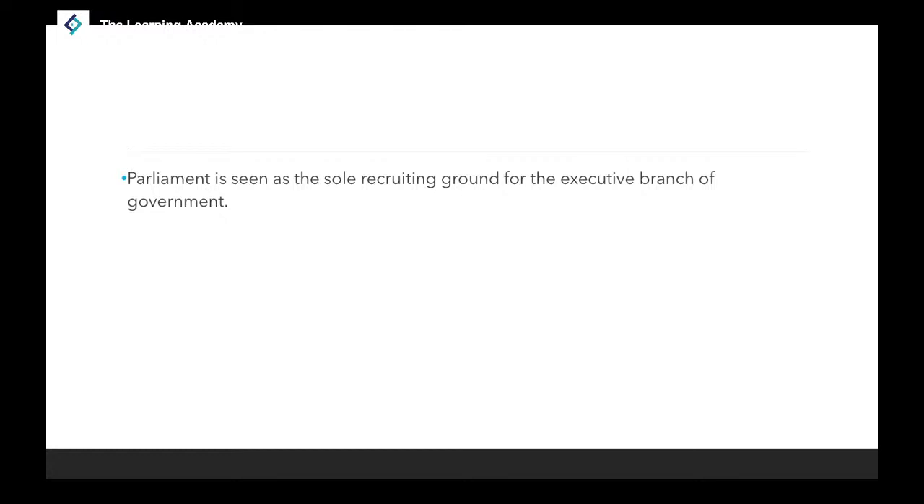We're just recapping this first question before we look at probably one of my favourite questions that I've done so far, of the 10 or 11 questions that we've looked at. So Parliament can be seen as a sole recruiting ground for the executive branch, but then you could go into a discussion about, is this really a benefit to Parliament, or is this really a restraint?